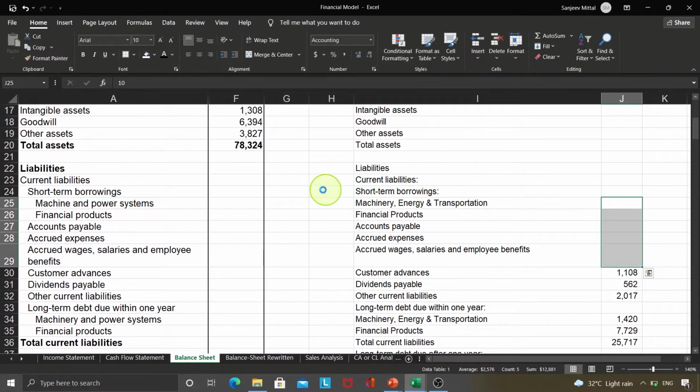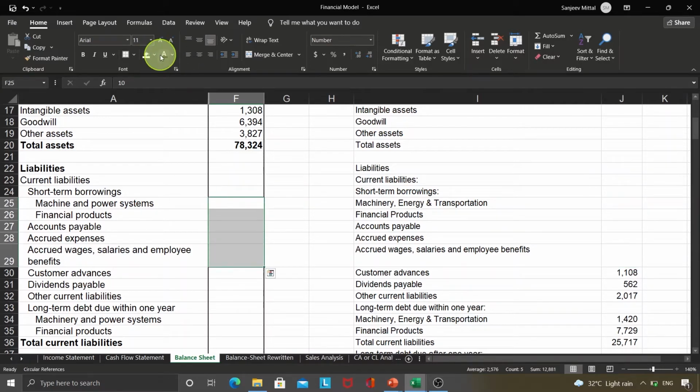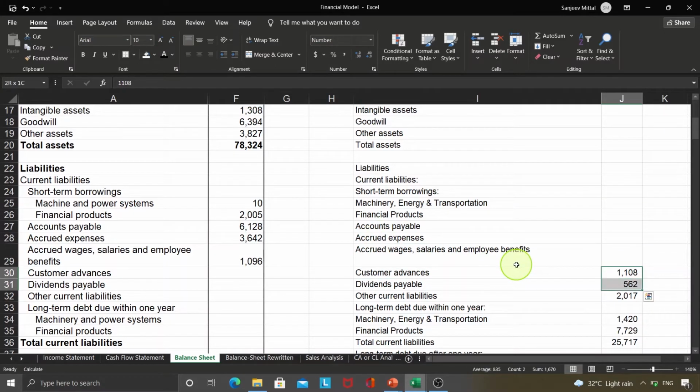These 5 items I delete from here and highlight these 5 items in our financial model. Now you can see here. After that, similarly, if you use the customer advances, dividend payables, or other current liabilities, long-term debt, other financial products, all of those items have already been done in a similar manner.